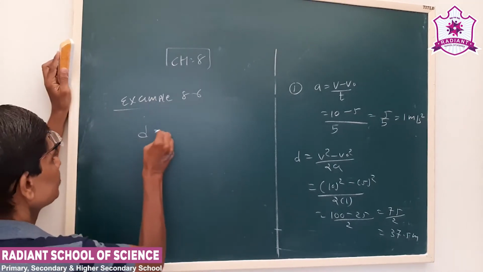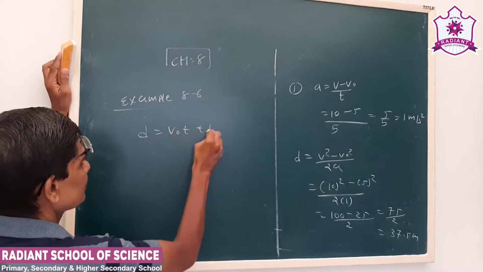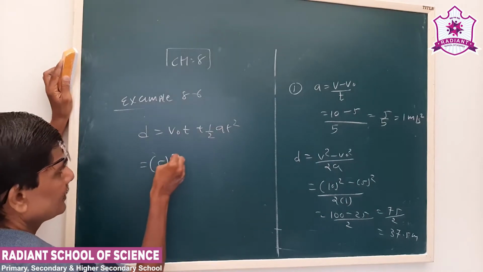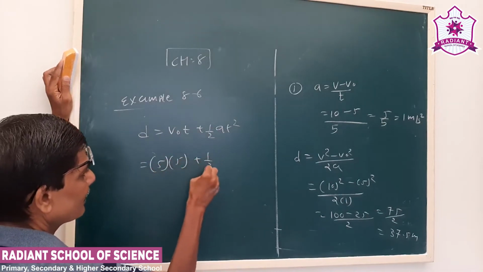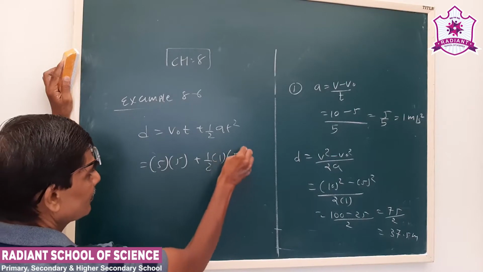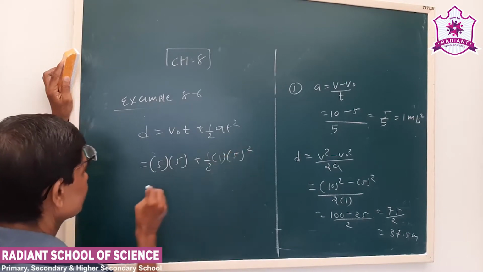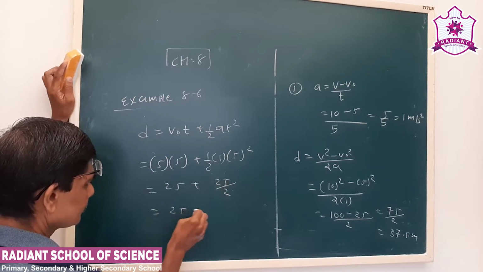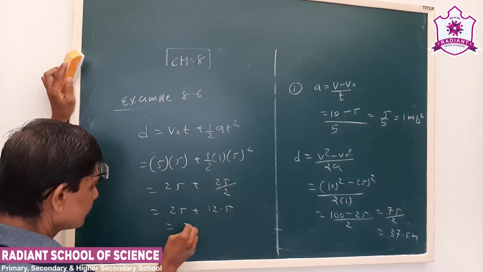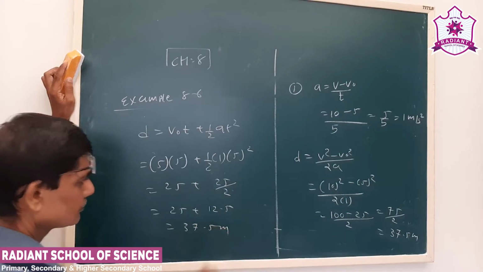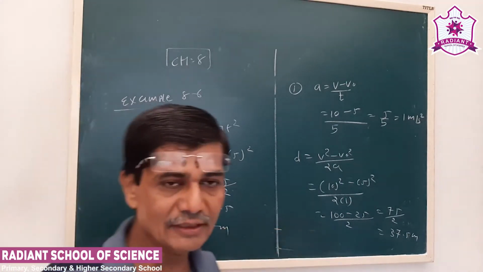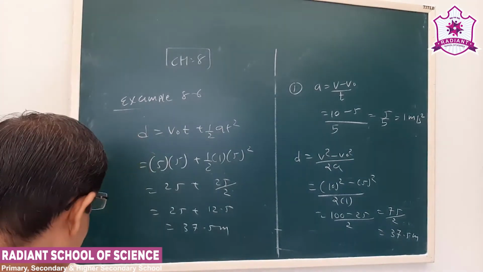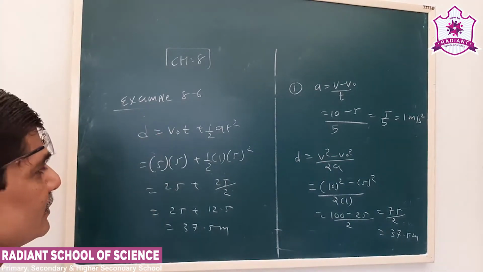D is equal to V0t plus half at square. V0 is how much? 5. Time is how much? 5. 1 by 2 a is how much? 1. Time is how much? 5. 25 plus 12.5. So we can check that by both methods we get the same result. So this was nothing but example number 8.6.